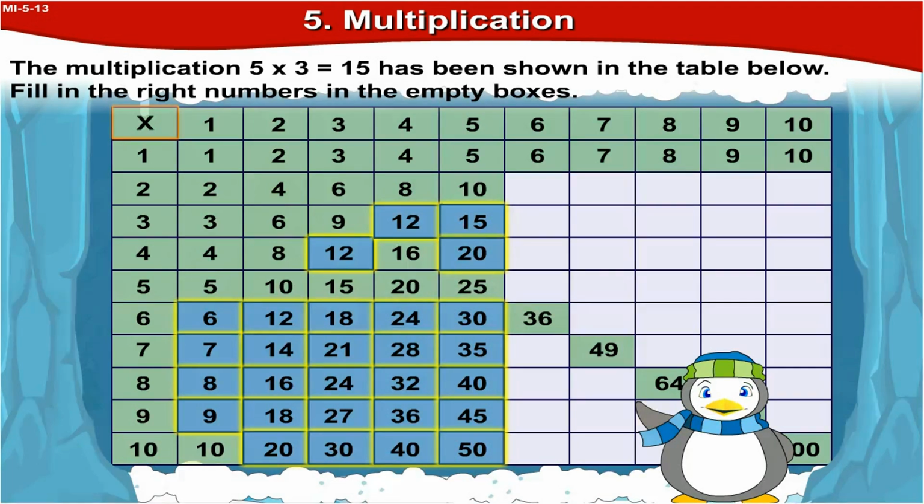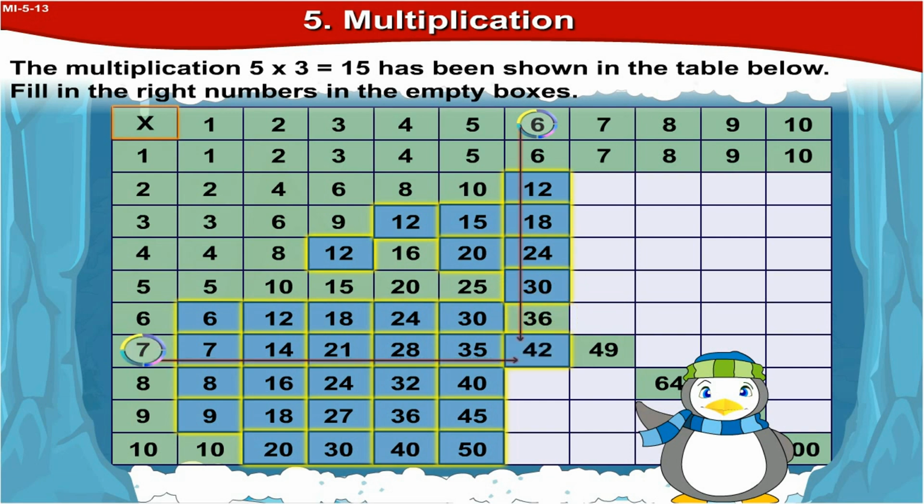Now let us see the next column. We have number 6. 6 multiplied by 2 is 12. 6 multiplied by 3 is 18. 6 multiplied by 4 is 24. 6 multiplied by 5 is 30. 6 multiplied by 6 is already given, that is 36.